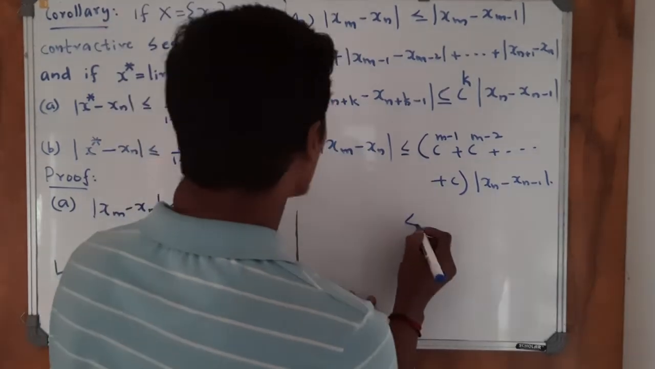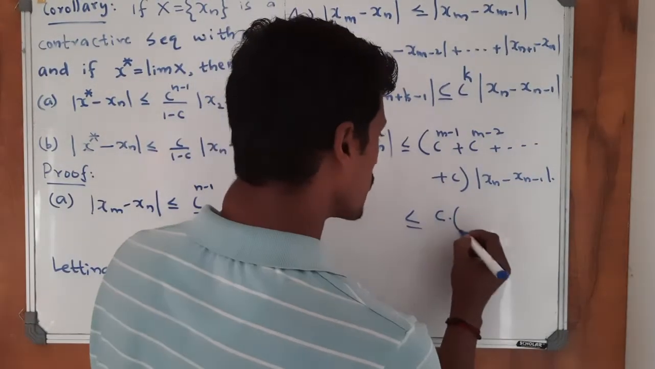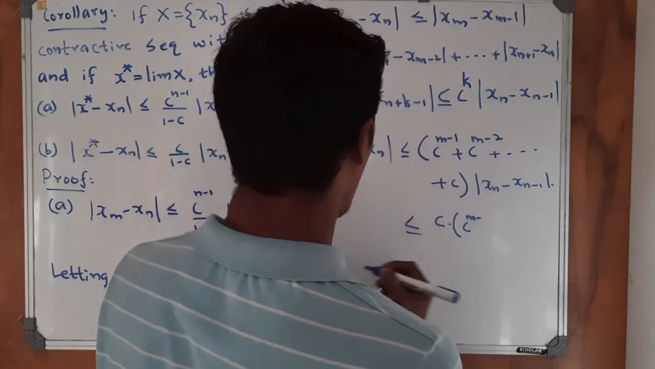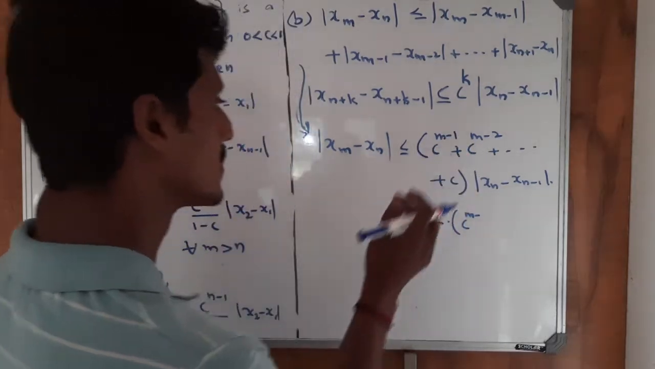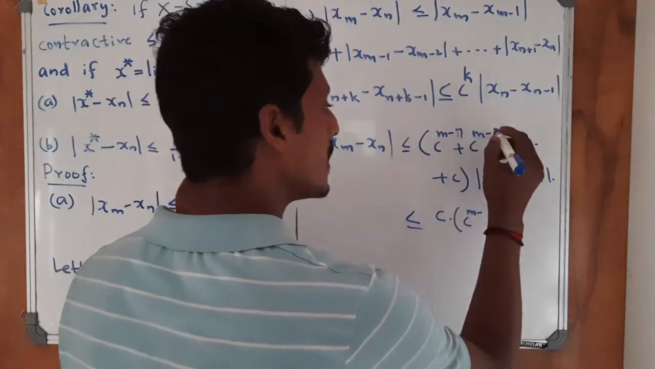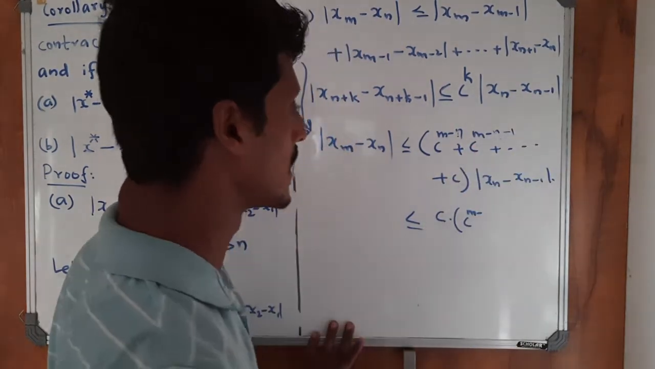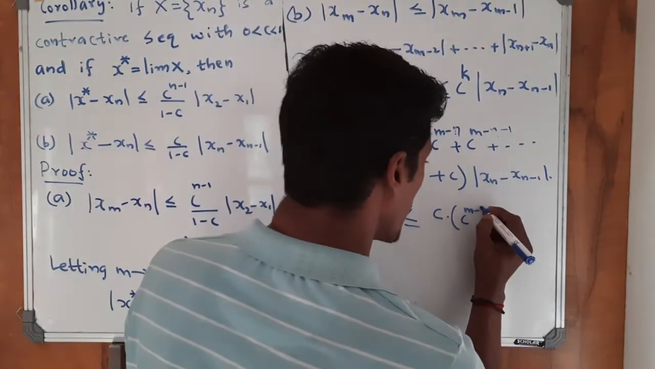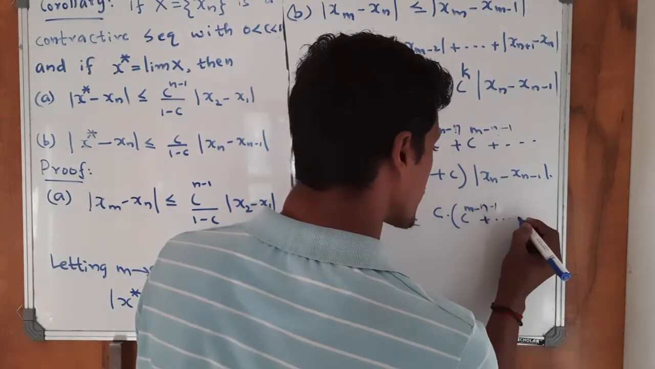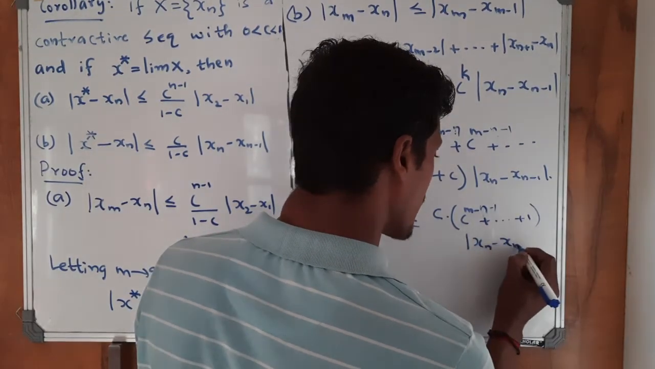So this is less than or equal to c into c raised to m minus n minus 1 and so on, up to c, c raised to m minus n minus 1 plus etc. plus 1 into modulus of xn minus 1.